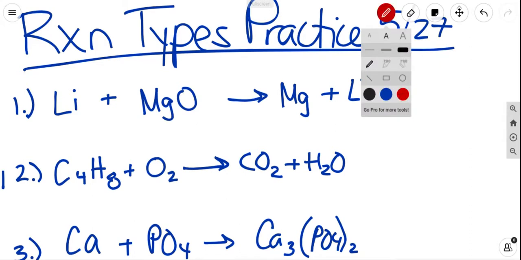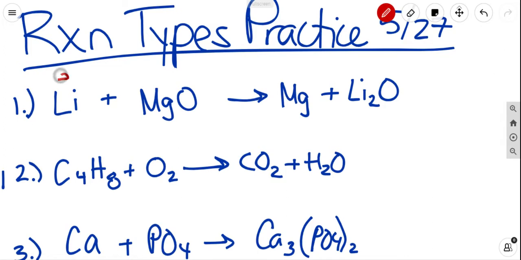All right, number 1. This is how my brain goes through and figures these out. I look, and I'm like, well, I see a single capital letter Li, so I know that this is an element. And then MgO, that's a compound. So I have 2 reactants. So I can eliminate decomposition because decomposition is 1 reactant. Over here, I have 2 products. So I can eliminate synthesis because synthesis is 1 product. So I've eliminated 2 out of the 5.